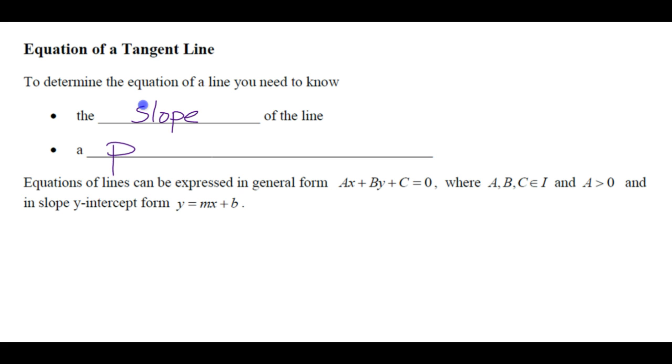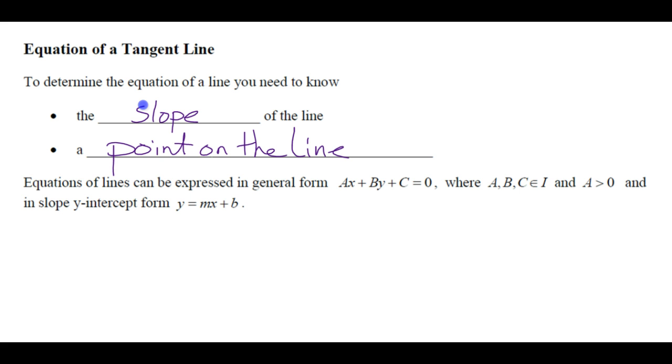So a point on the line. If it's an intercept, that's a point on the line. They're easy ones to work with, but you can use any point, right? So if you know 2 points on the line, you work out the slope, you plug in the slope with one of the points, you get the equation of the line. If you know an intercept, that's a point on the line, etc.